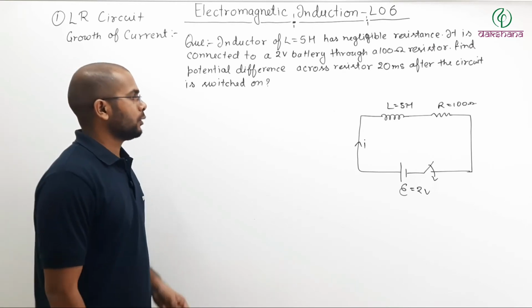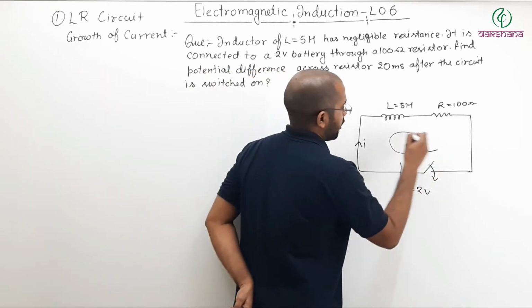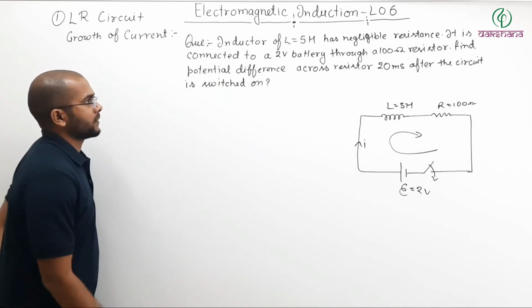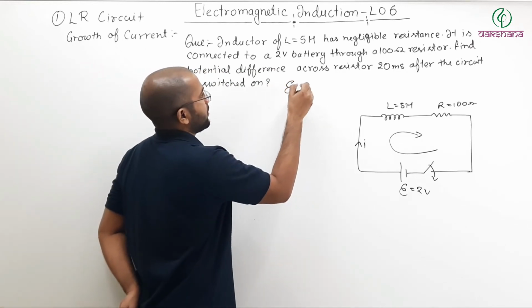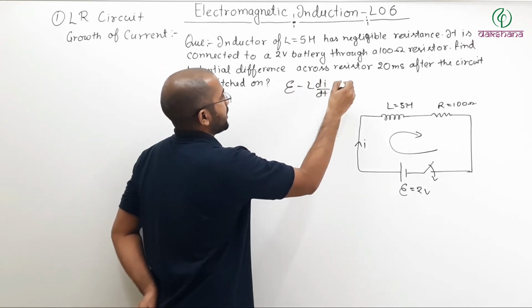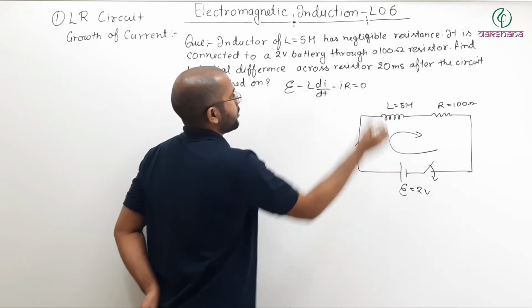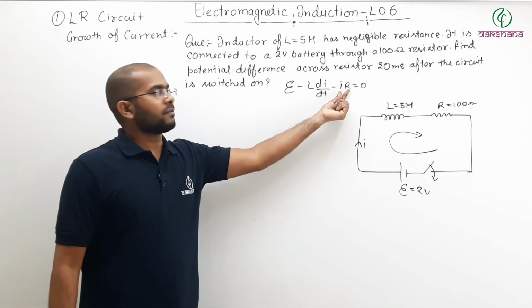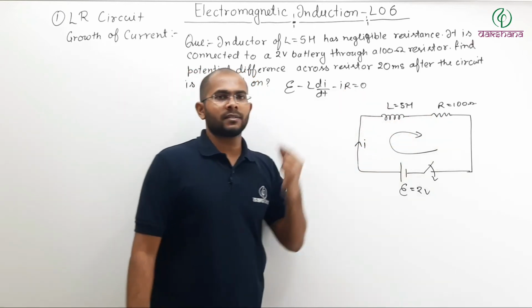Now, how do we find that? How much will be the potential difference? We apply Kirchhoff's loop law. So, EMF minus L di by dt minus I times R equals 0. So I times R is my potential difference across the resistor.